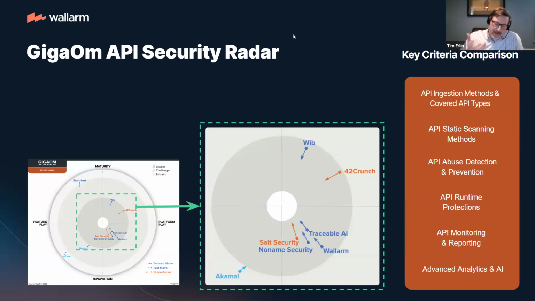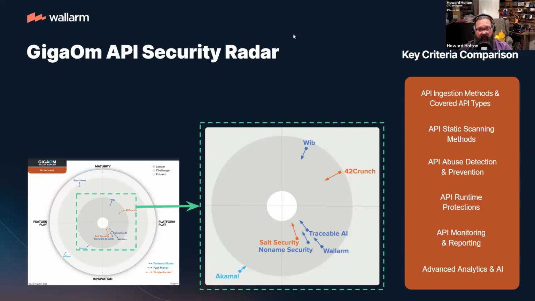So we've talked about the threat landscape. I think we've covered that fairly well. Let's talk a little bit about the best practices. I pulled up the GigaOM API Security Radar primarily because of the key criteria comparison, which I think gives an overview of what you might consider in terms of core requirements for an API security solution. Is that right, Howard? So yeah, there's two different kinds of sections.